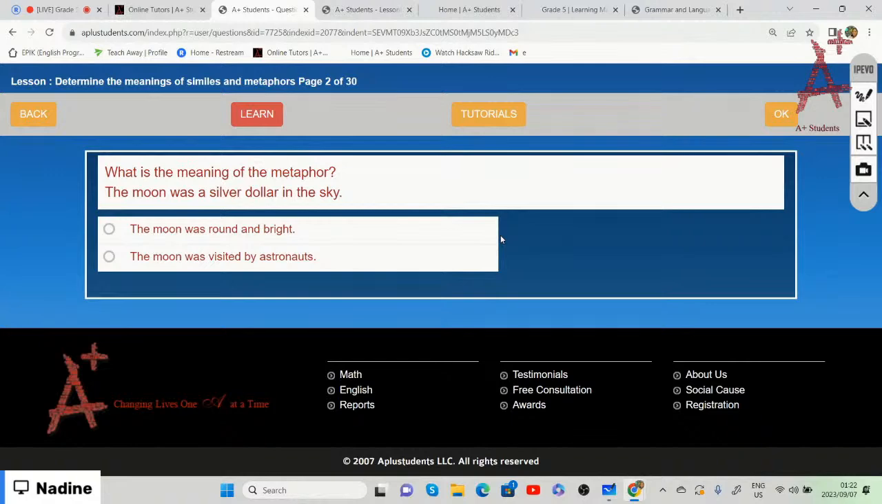The moon was a silver dollar in the sky. Does it mean that the moon was round and bright, or the moon was visited by astronauts? All right, so in this case, we can maybe say that the moon was round and bright. Because remember, a dollar is round and most times it is shiny, right?